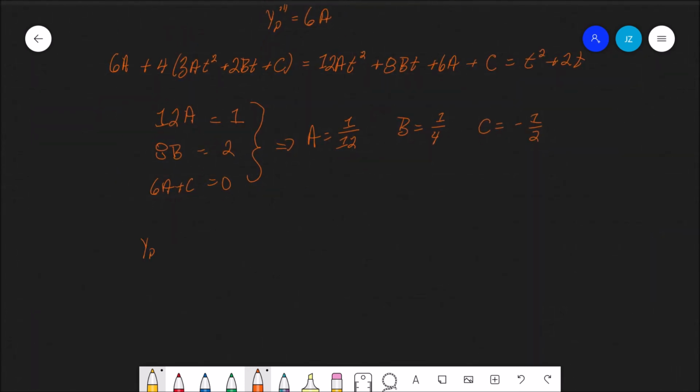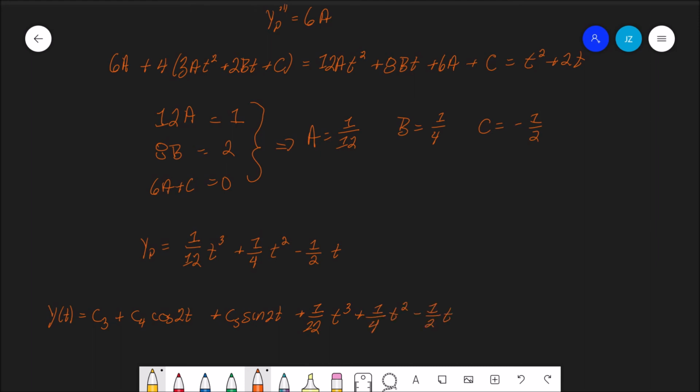So yp is a 12th t cubed plus a 4th t squared minus a 1/2 t. And so our y would be c3 plus c4 cosine 2t plus c5 sine of 2t plus a 12th t cubed plus a 4th t squared minus a 1/2 t.